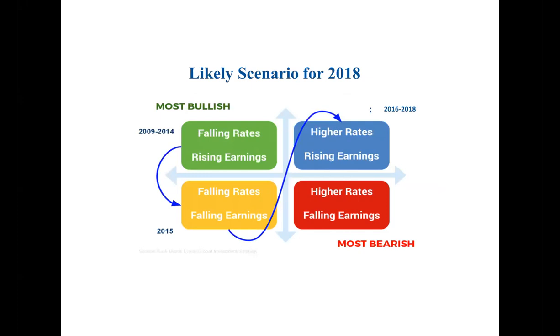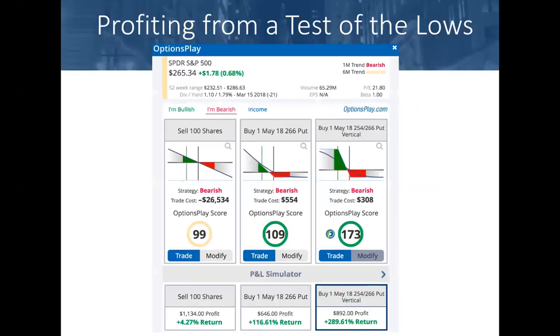And as long as interest rates go up slowly and don't jump up dramatically above 3%, we're in a very bullish scenario for stock prices. Now, if I haven't convinced you that we've probably made a bottom and we're going to move higher, here's how you can profit from a test of the lows. So this is one of the first options ideas. Now remember, Chaikin Analytics is not registered with any state or federal agency, so these are just ideas, not recommendations.